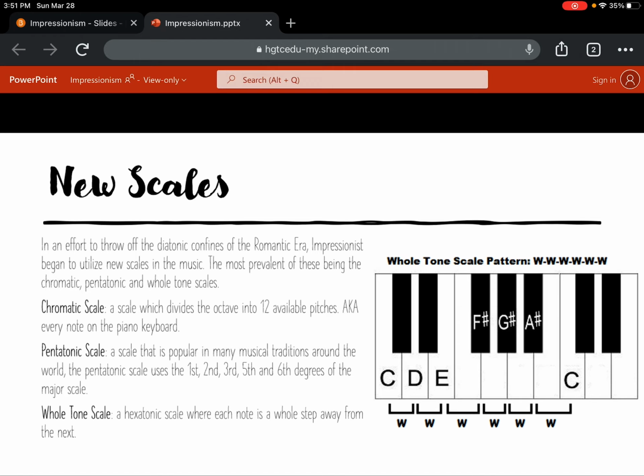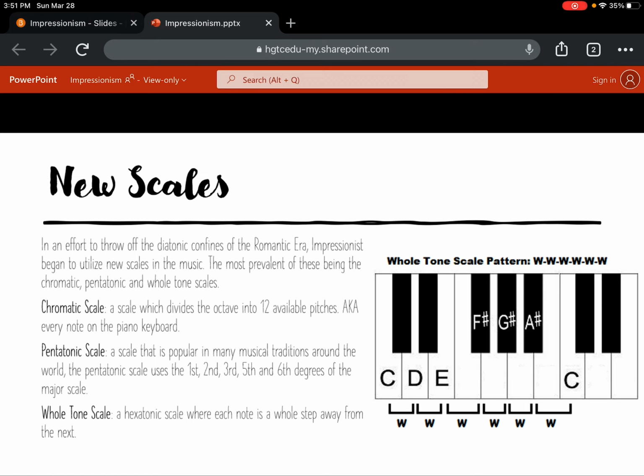The pentatonic scale has been used across cultures a lot in folk music. There's a particular kind of tension and pleasantness to the sounds of the first, second, third, fifth, and sixth scale degrees. You can create all kinds of really pleasing sounds just by using those 5 notes. There's a major pentatonic and a minor pentatonic version as well, and several variations. And then the final one, which became really popular as well, was the whole tone scale.